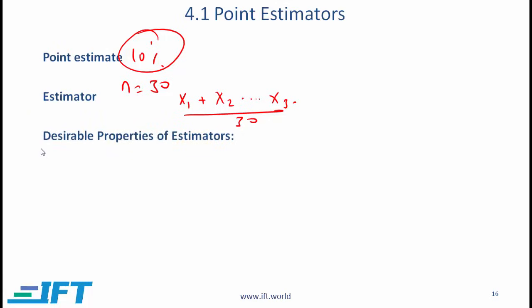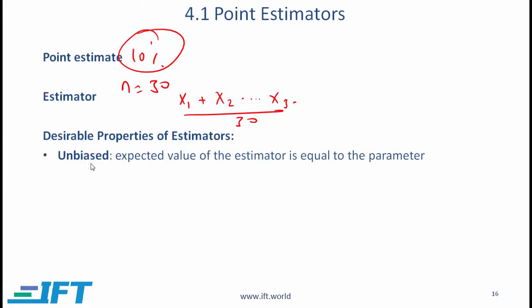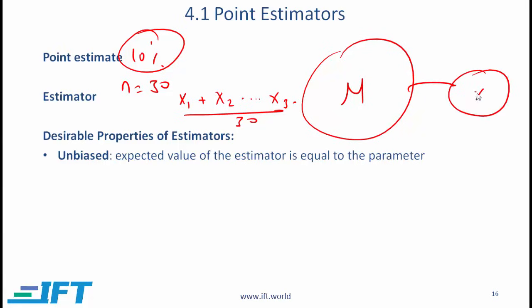From an exam perspective, you need to understand the desirable properties of an estimator. The first one is that the estimator should be unbiased, which means that the expected value of the estimator is equal to the parameter. The idea here is straightforward. You have this population with a mean equal to mu. When you draw a sample, the expected value of the sample mean should be equal to the population mean. If this is the case, then we say that the estimator is unbiased.